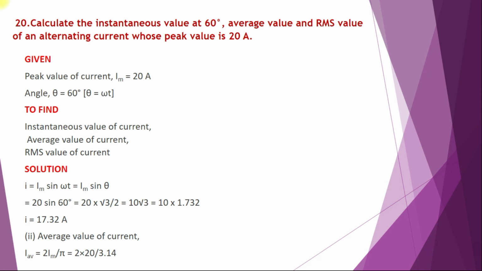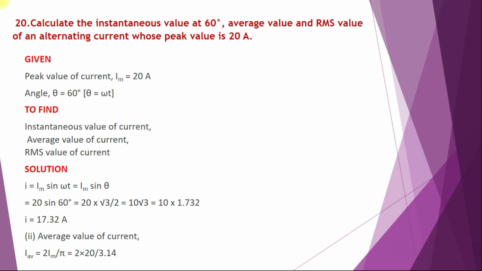I is equal to Im sin omega t, which is equal to Im sin theta. Now substitute the Im and theta value from the given data. So I is equal to 20 sin 60. Sin 60 value is root 3 by 2. So 20 into root 3 by 2, which is equal to 10 root 3, which is equal to 10 into 1.732, which is equal to 17.32 ampere. So the instantaneous value of current is 17.32 ampere.